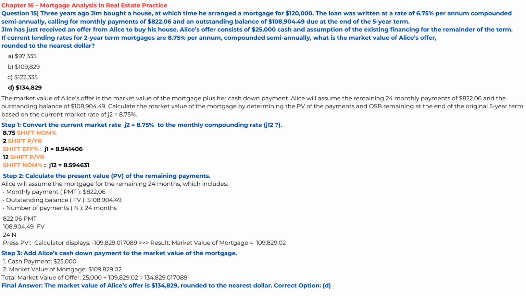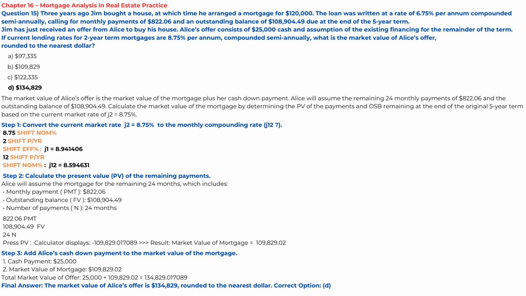Step 2. Calculate the present value PV of the remaining payments. Alice will assume the mortgage for the remaining 24 months, which includes monthly payment PMT $822.06, outstanding balance FV $108,904.49, number of payments N, 24 months. 822.06 PMT, 108,904.49 FV, 24 N. Press PV, calculator displays negative 109,829.017089, which is the market value of the mortgage, $109,829.02.